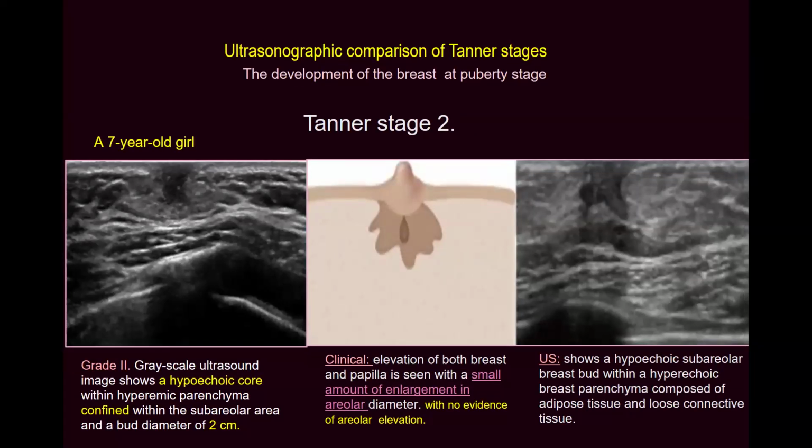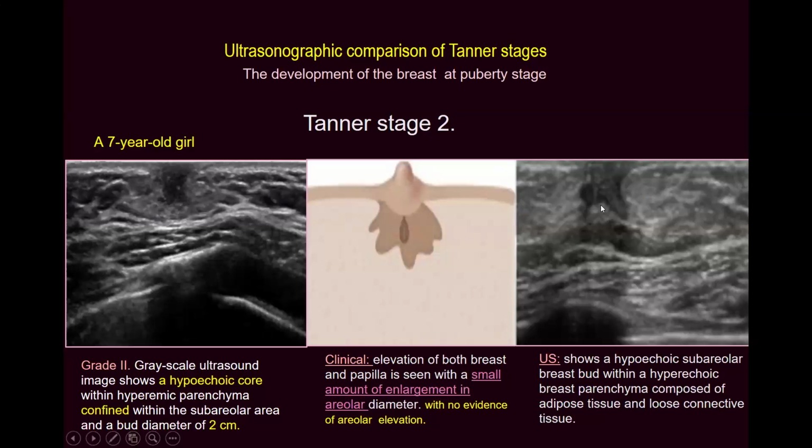So this is Tanner stage 2. What is Tanner stage 2? We described it earlier a little bit. We said it represents thelarche, and it is early in puberty. Okay? The primitive primary duct starts to form a complex branching ductal system. This complex branching ductal system represents Tanner 2.